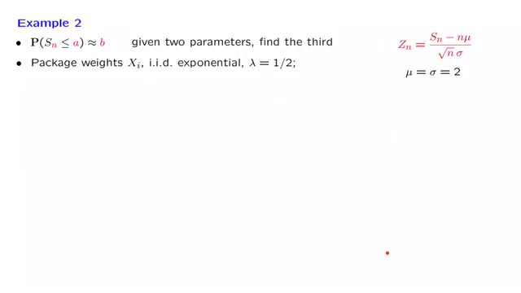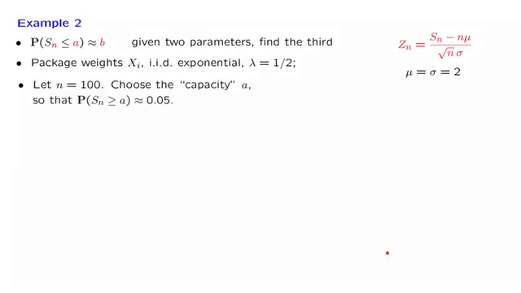In the next example, we ask a somewhat different question. We fix again the number of packages to be 100, but we're given some probabilistic tolerance. We allow the packages, their total weight, to exceed the capacity of the container, but we don't want that to happen too often. We want to have only 5% probability of exceeding that capacity. How should we choose the capacity of the container if we want to have this kind of a specification?